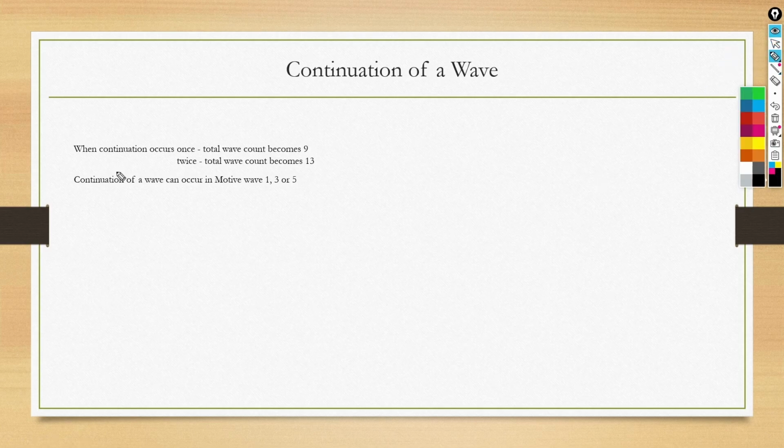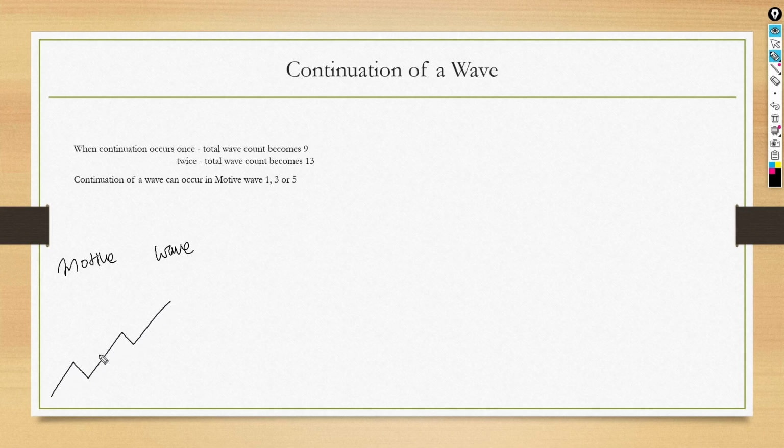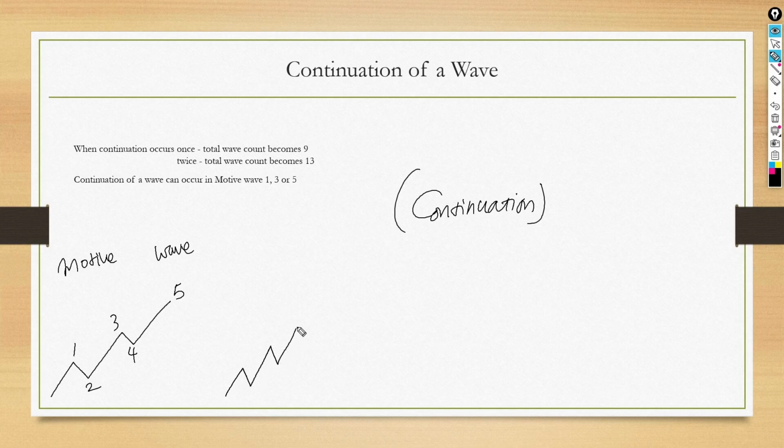So normally in motive wave, you would have a 5-wave structure like this: 1, 2, 3, 4, and 5. But when there's a continuation, let's say we have a continuation in wave 3, you would have a structure like this: wave 1, wave 2, 3-1, 3-2, 3-3, 3-4, 3-5, 4, and 5. So 1, 2, 3, 4, 5, 6, 7, 8, 9. The total wave count would be 9.